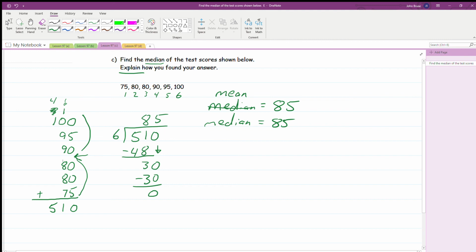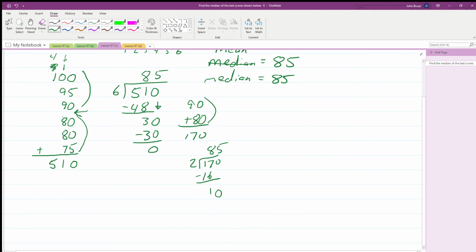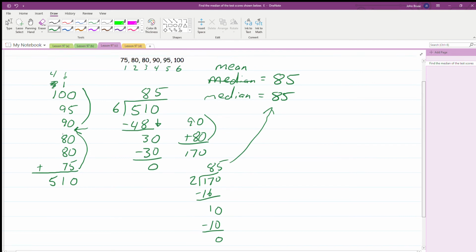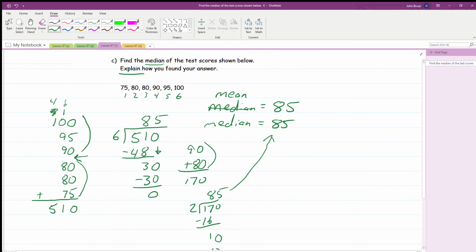So we could do that by writing 90 plus 80, which equals 170. And then we can divide 170 by 2, because there's only 2 numbers here. And 8 times 2 is 16. We subtract, we get 1. We got 0. 5 times 2 is 10. We subtract, we have 0. So that's our 85 for our median. Okay, that's how you find a median when there's an even number of problems.